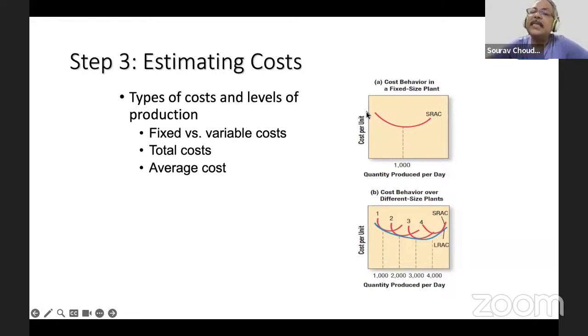Correct. So this is the cost behavior in a small size plant, in a fixed size plant, where per 8 hour shift there is a fixed amount that can be produced. If you want to produce more, you have to give more labor. Okay, because raw material, packaging material cost per unit keeps going the same.